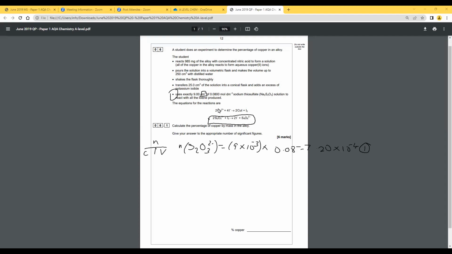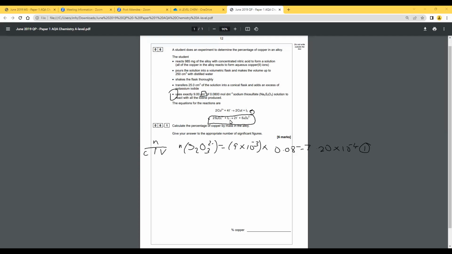And now let's step back. So we have this sodium thiosulfate that reacted with all of this iodine, but this iodine essentially came from this reaction, didn't it? Where they added an excess of potassium iodide. Now we're trying to find the percentage of copper by mass in the alloy, and it's in this reaction where we can see the copper.